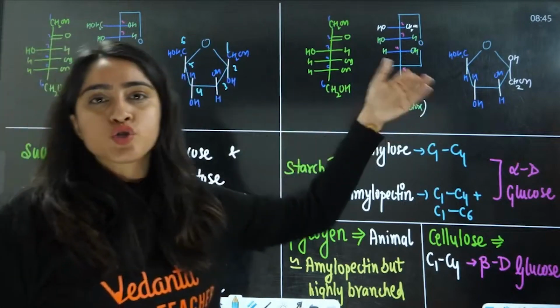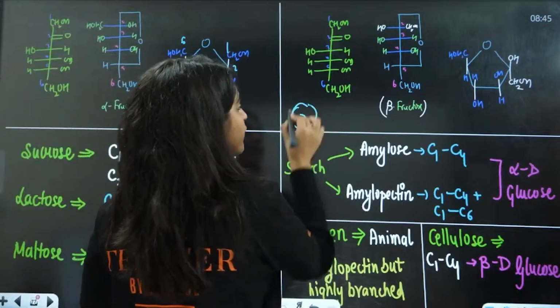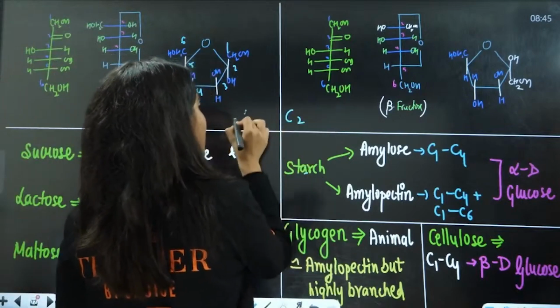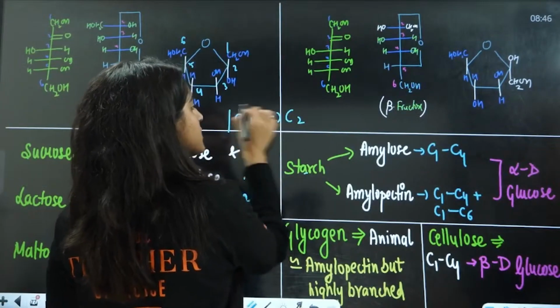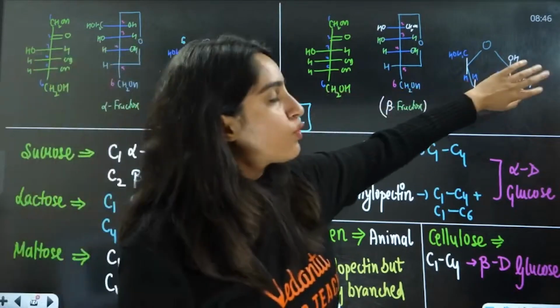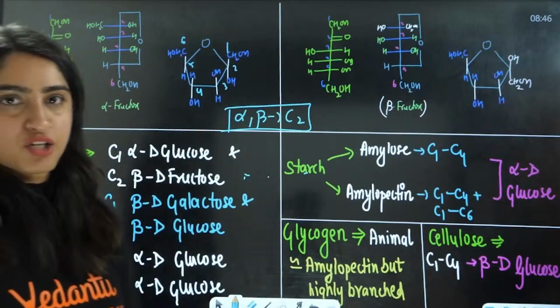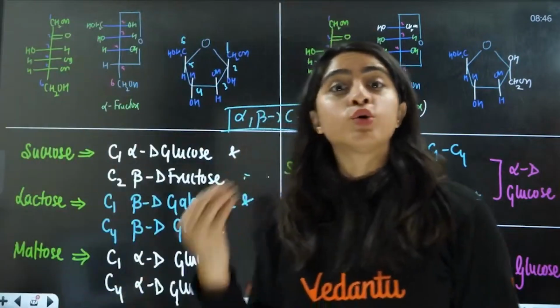Next we have beta fructose. In beta, we have a difference in the C2 position here, okay? Alpha, beta, there is a difference in the C2 position. Here at C2 we have OH downside and here at C2 OH is on the above side. Okay, these were the structures of monosaccharides.